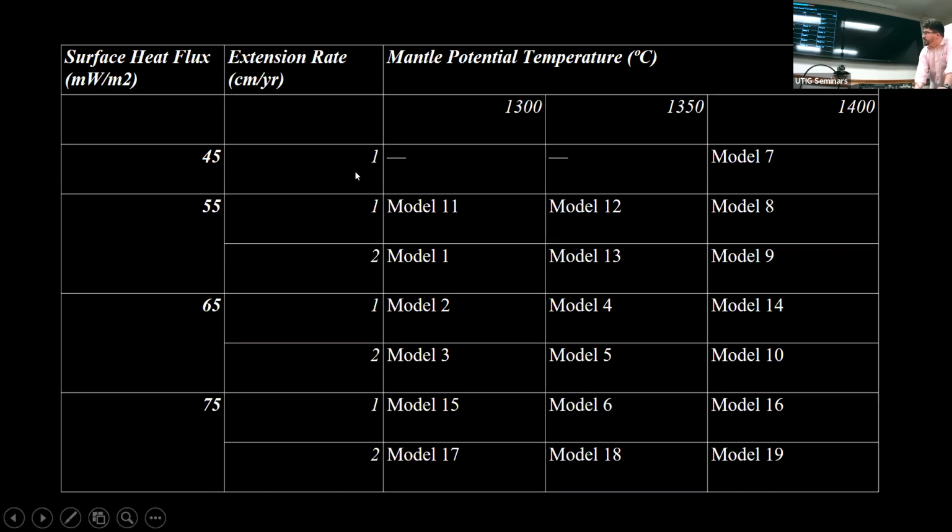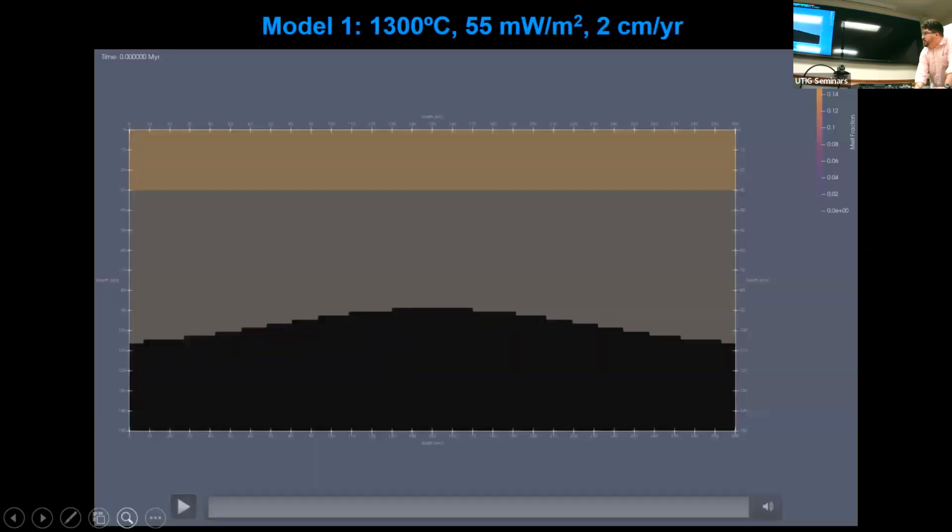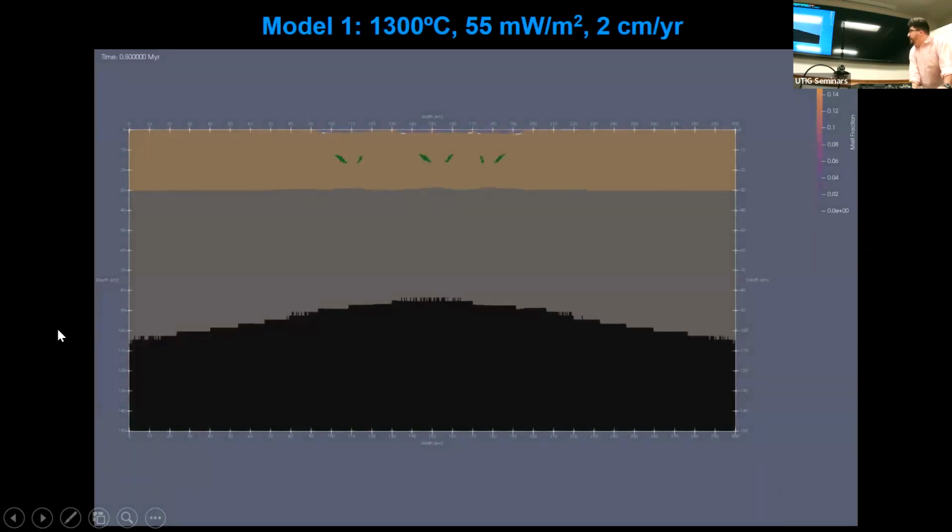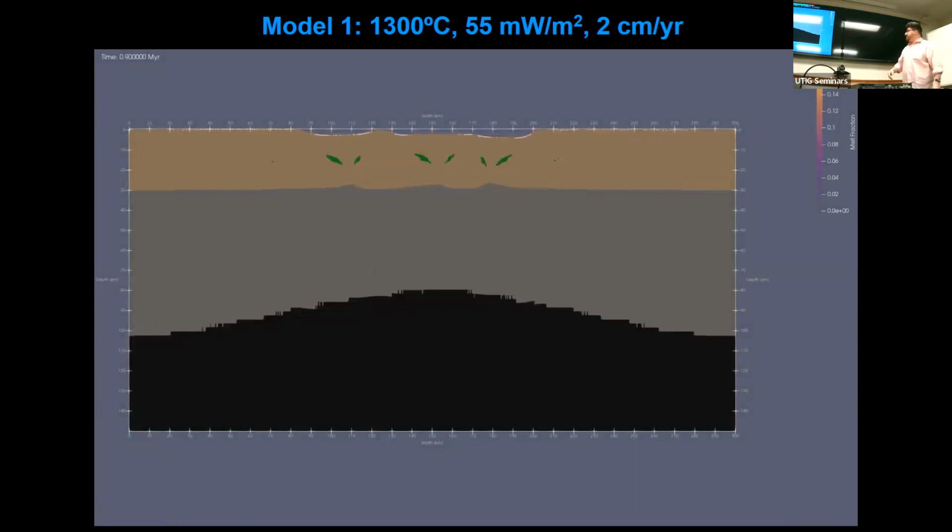We also have two different extension rates, 1 centimeter per year and 2 centimeters per year. We end up with 19 models. Here's one of them. I'll talk more in depth about what this model is showing, but I just want to train you all so you can see what you're looking at.